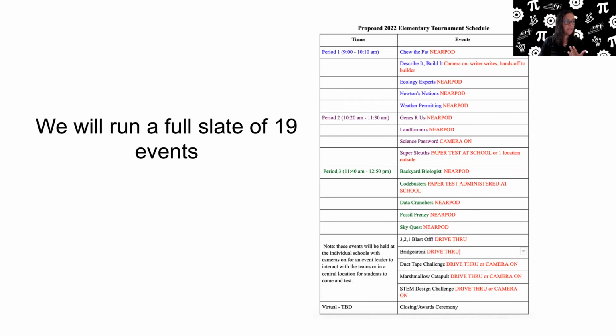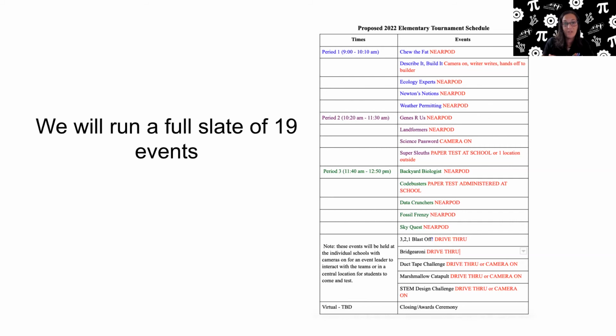And then 3, 2, 1 Blast Off, Bridgeroni, Duct Tape Challenge, Marshmallow Catapult, and STEM Design Challenge are all going to be things that we will probably try to do in person. Duct Tape Challenge and Marshmallow Catapult we could do online if we had to, with a live camera. Someone's holding the camera or has the computer running, and we could judge it. We're probably going to try not to do that.